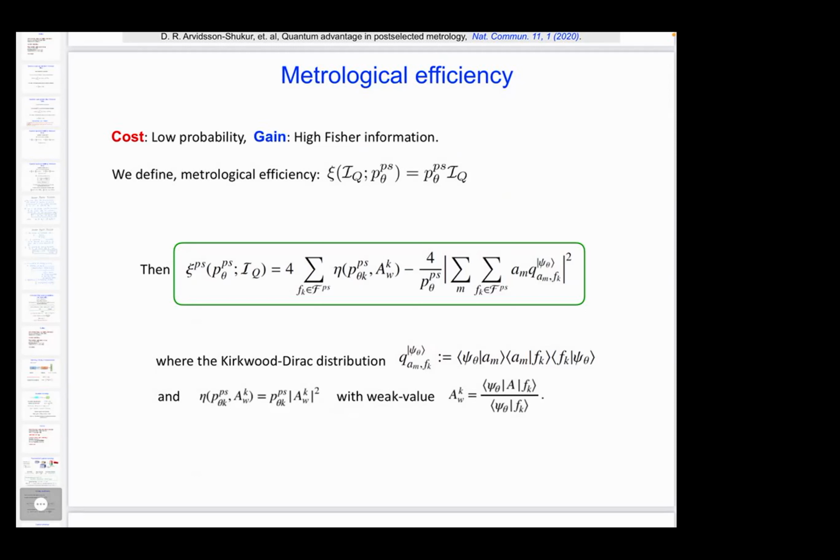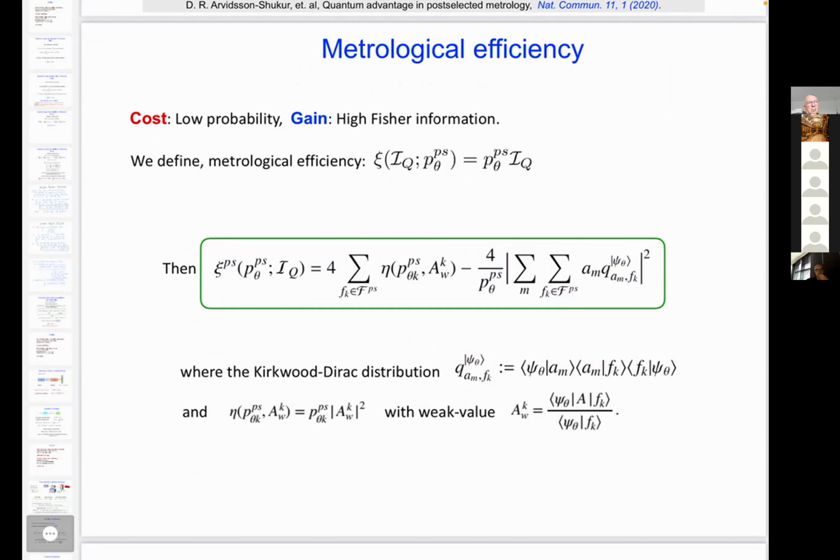So if you want to gain a higher Fisher information, you have to pay a cost, which is a lower probability. So we are defining a metrological efficiency, which comprises these two terms, right? And we want to check what the situation would be when the information is actually higher. So after all this, you can see this xi PS is just a notation for the metrological efficiency.